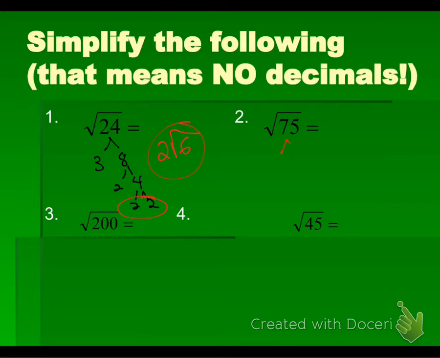We have 75. What are 75's buddies? We have 25 and 3. What are our factors of 25? 5 and 5. What has a buddy? 5. 5 gets locked out, or he escapes. 3 stays locked up.